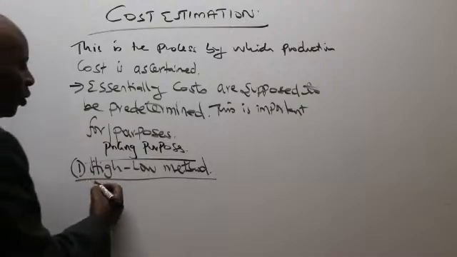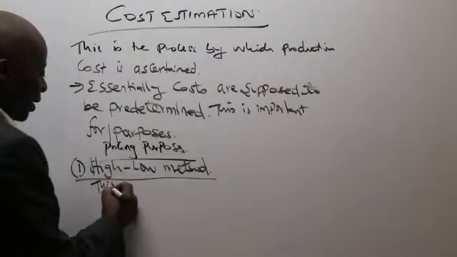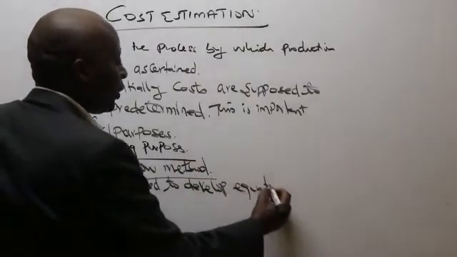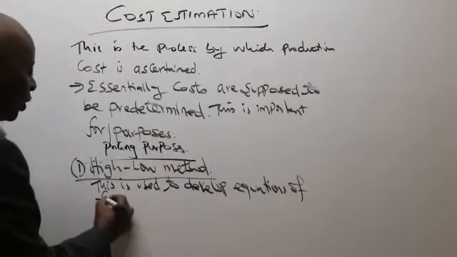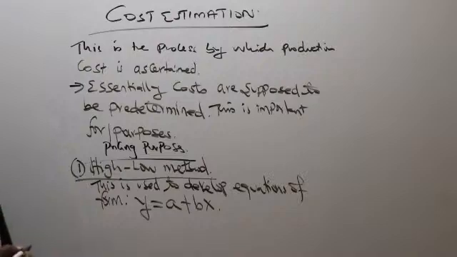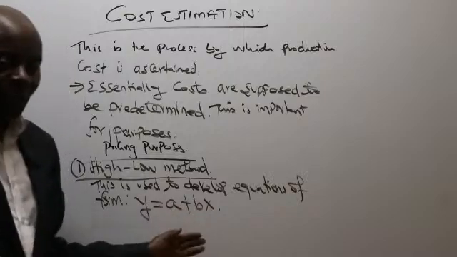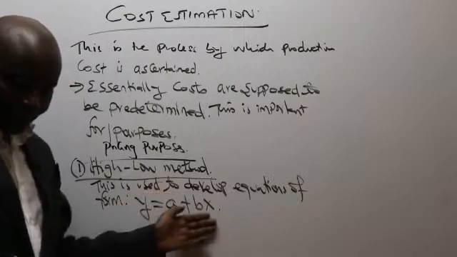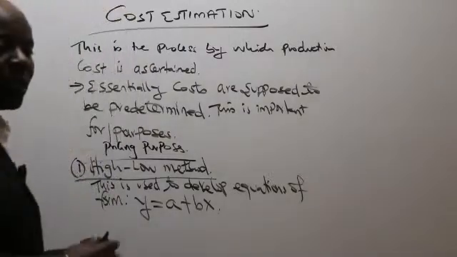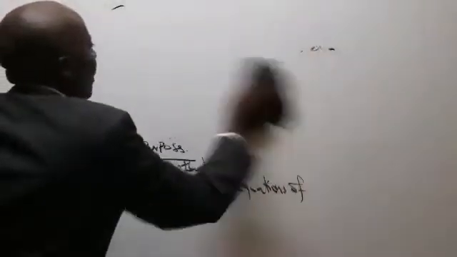Ladies and gentlemen, the high-low method is used to develop equations of the form y equals a plus bx. Of course, as you realize and bear witness with me, this is a straight line equation. It is used to develop equations of the form y equals a plus bx.